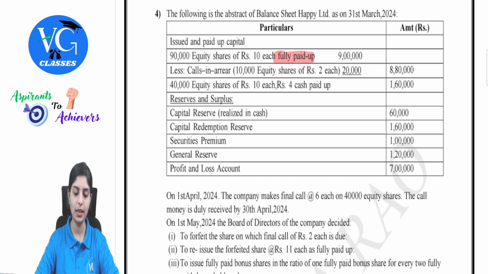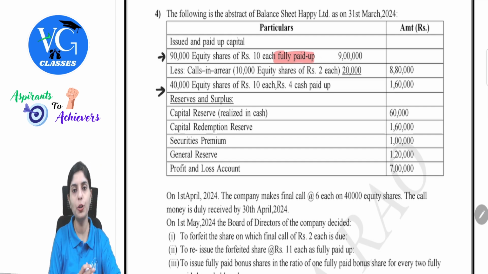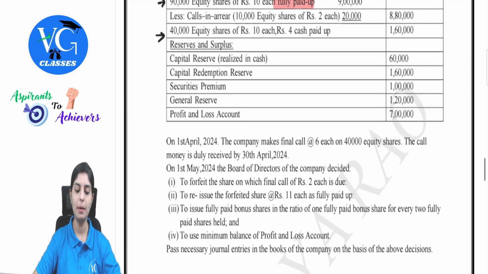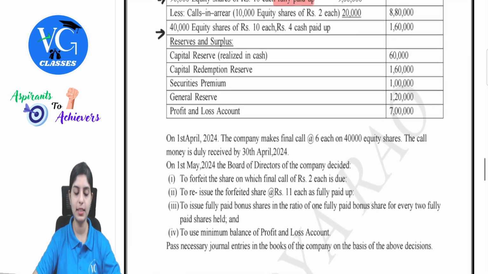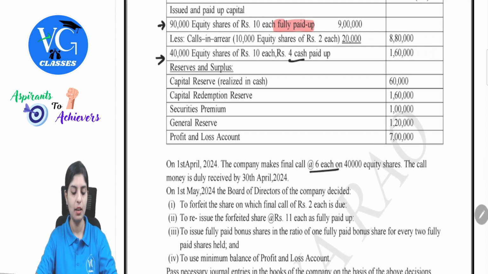40,000 equity shares of 10 each, 4 rupees paid up. So there are two categories of shares, one of 90,000 and another of 40,000. For the 40,000 there is only 4 paid up. Further, capital reserve, which is realized in cash, and capital redemption reserve are given. Securities premium, general reserve and P&L are provided. On 1st April, the company makes a final call of 6 each on 40,000 shares. 6 was pending, so they are calling it. The call money is received by 30th April.